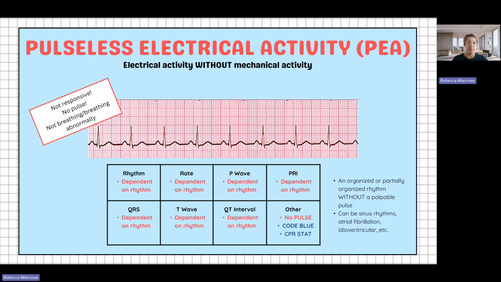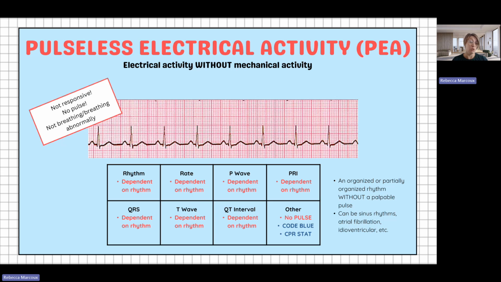Our next one that is non-pulsatile is called pulseless electrical activity, often referred to as PEA. This is electrical activity without mechanical activity. Through the whole series, I've been trying to tell you we can have electrical activity without mechanical activity, so we still always want to physically check a patient's pulse. This is why. We can have a perfectly looking, beautifully organized rhythm on the monitor, yet the patient is not responsive, has no pulse, not breathing.